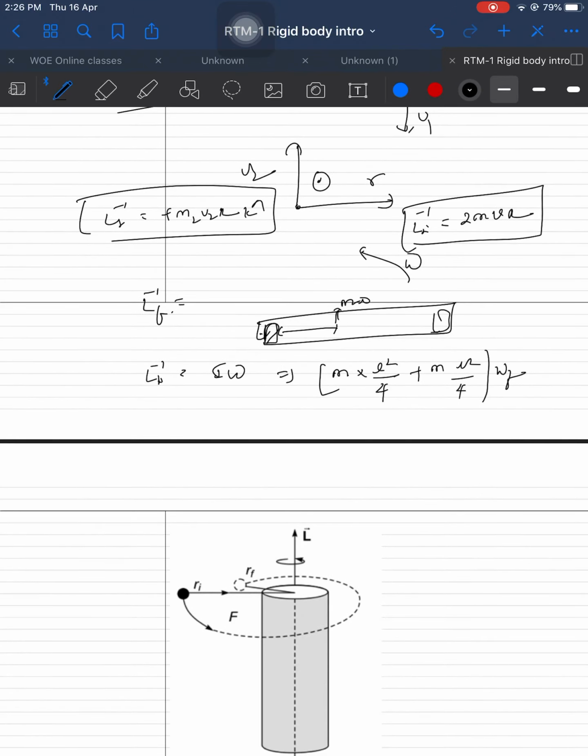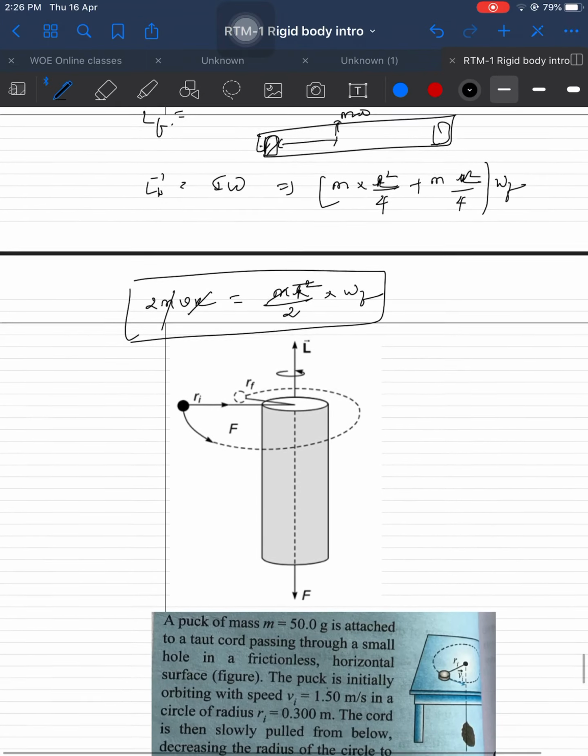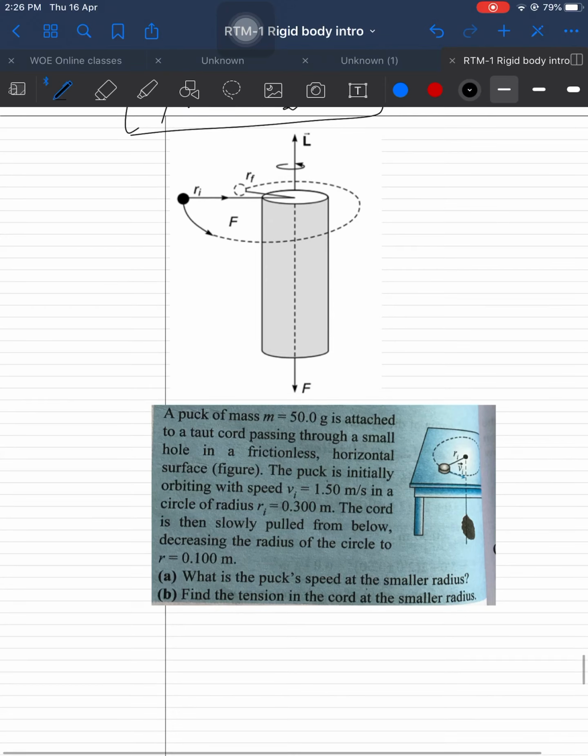Final angular momentum is equal to initial angular momentum. So 2 mvr is equal to m L square by 2 into omega final, and the m gets cancelled. L is nothing but r. R square and r get cancelled, and we can simplify to get the omega final value. That's all. Let's see the other model.